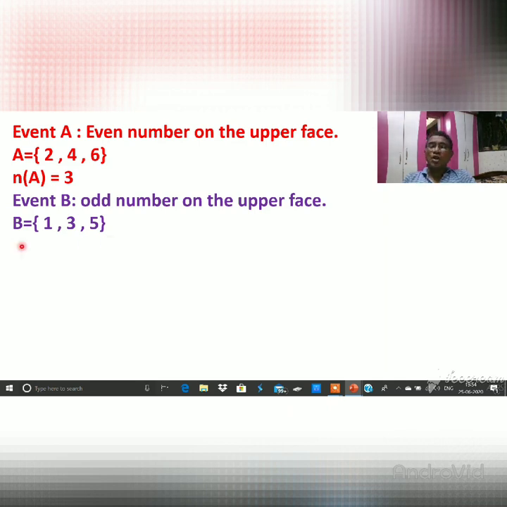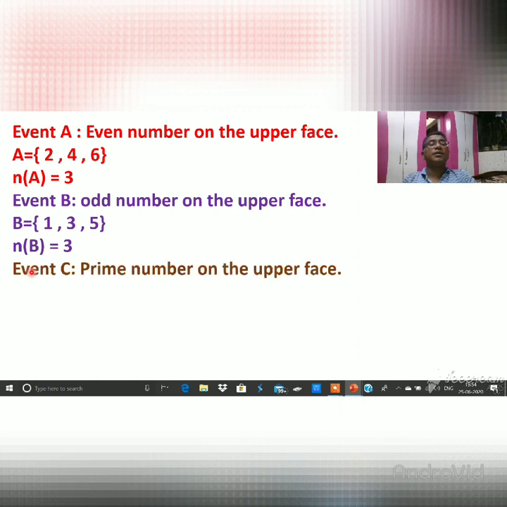Then n(B) is equal to what do you get? 3. So n(B) is equal to 3. So here I write n(B). Then another event. See, prime number on the upper face. So what do you write here? Prime number on the upper face.